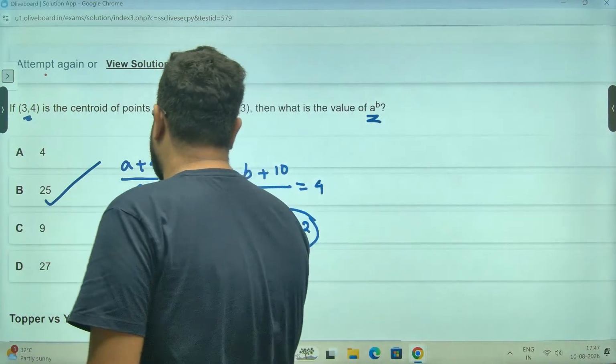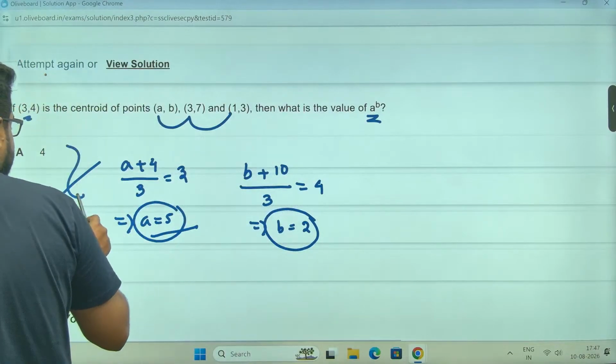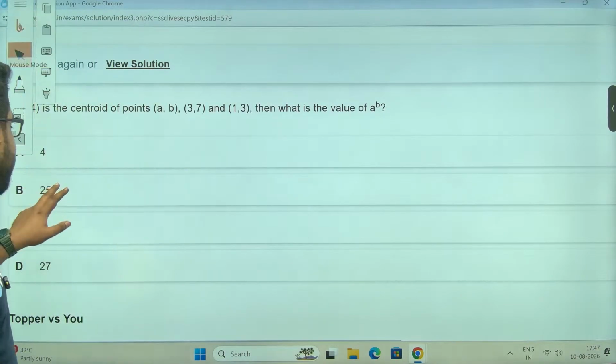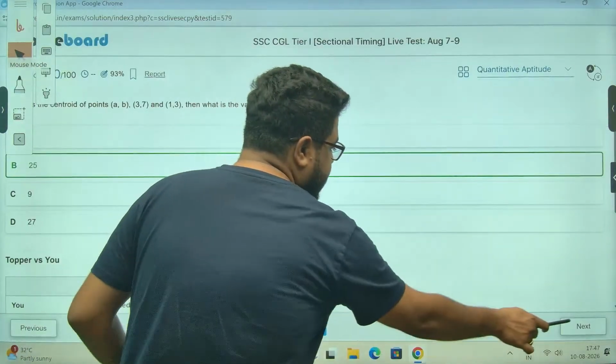One thing, sir: once you get a equal to 5, there is only one option which is 5 to the power something. You can skip calculating for b.